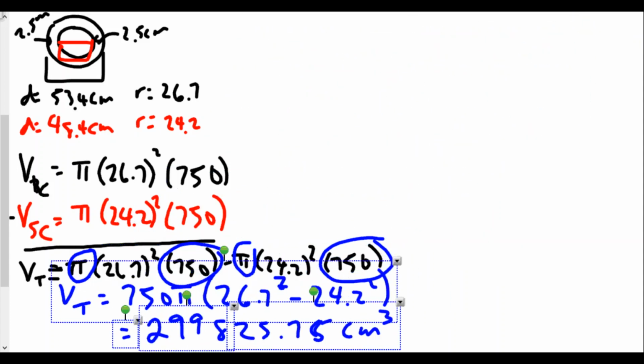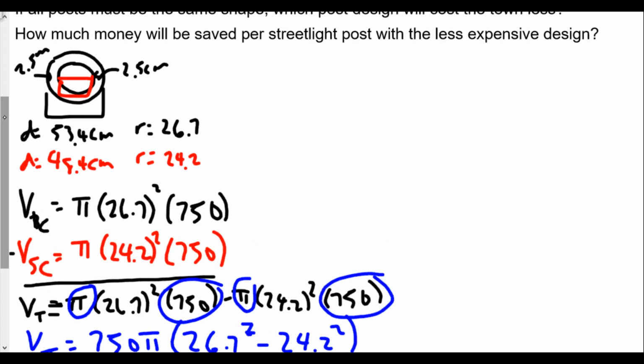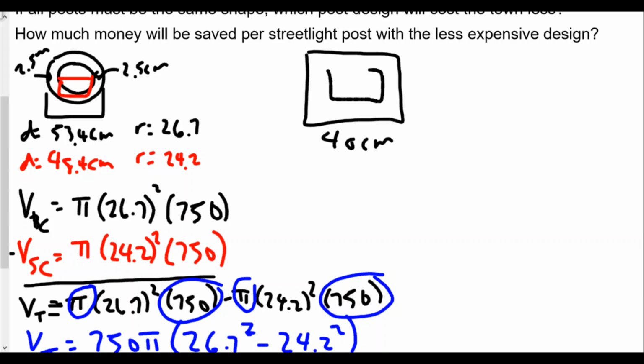Okay, just move this down here. Because now, contrasting, I want to find the volume of the lamppost that has a square base. We're told the square base is 40 centimeters. But the inside part, the hollowed out part, is again 2.5 centimeters thick. So if we take 2.5 off each side, we're going to get a measurement here of 35 centimeters.